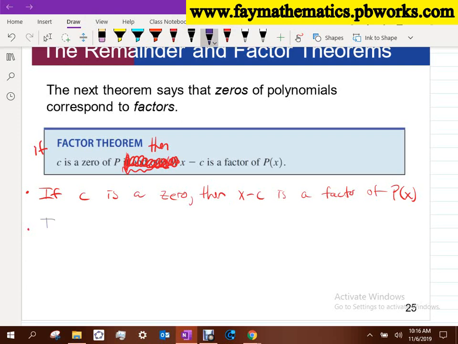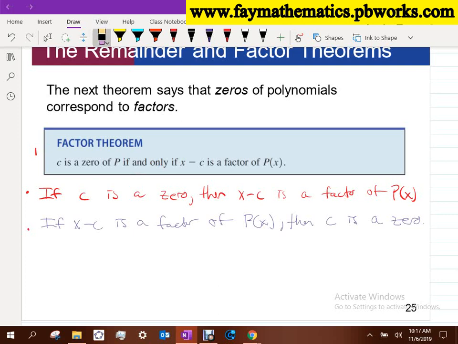I'm going to write if x minus c is a factor of P of x, then c is a 0. Those are the two statements that are encapsulated inside this original statement in that blue box. Okay? Whenever you see the phrase if and only if, you can use that statement in two directions, forwards and backwards. So if I have a 0 c, then I know that I can work backwards and find x minus c as a factor of the polynomial.